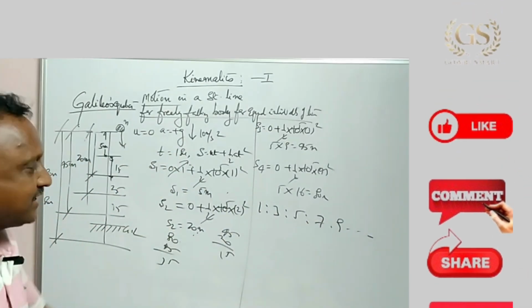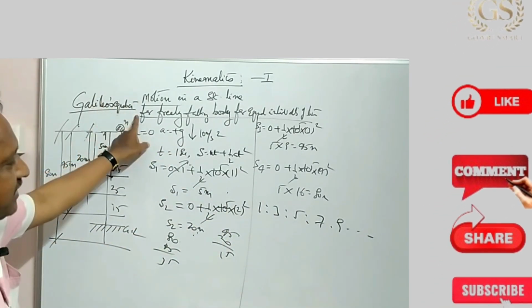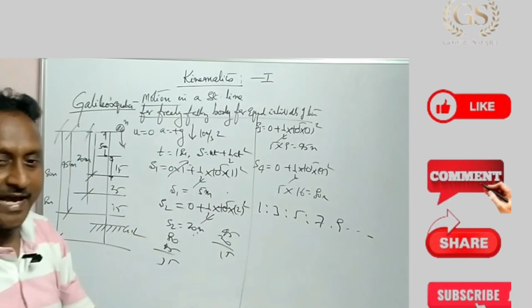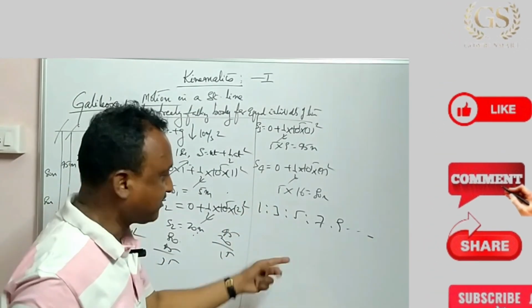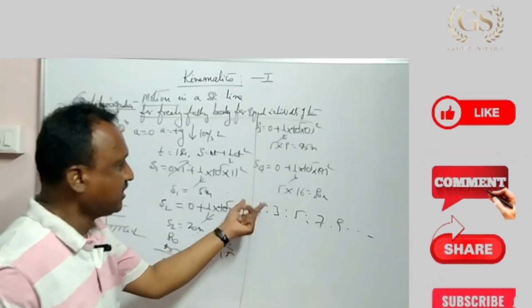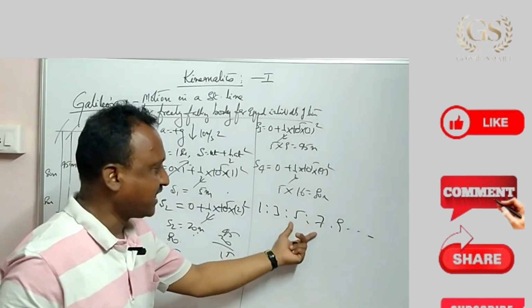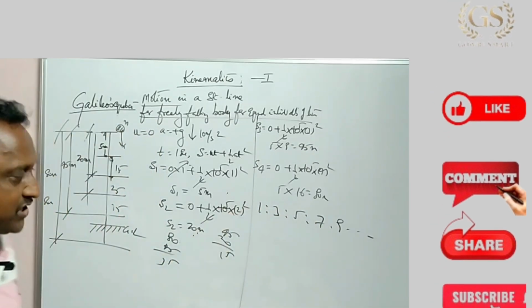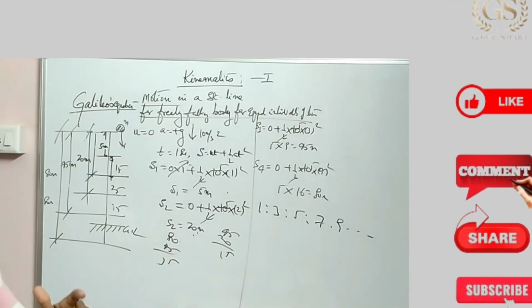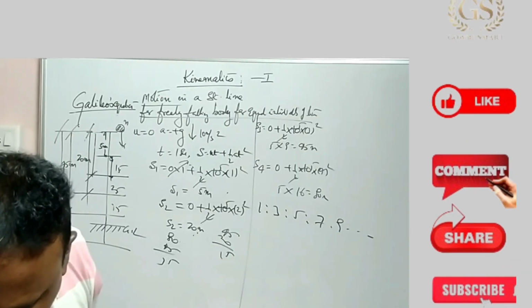Odd numbers are coming. So this is Galileo's equation for a freely falling body for equal intervals of time. Guarantee question in MHT-CET also, in IIT also. Regarding this one numerical is coming. 1 is to 3 is to 5 is to 7 is to 9. This odd number ratio belongs to Galileo's equation for freely falling bodies. Please note down.